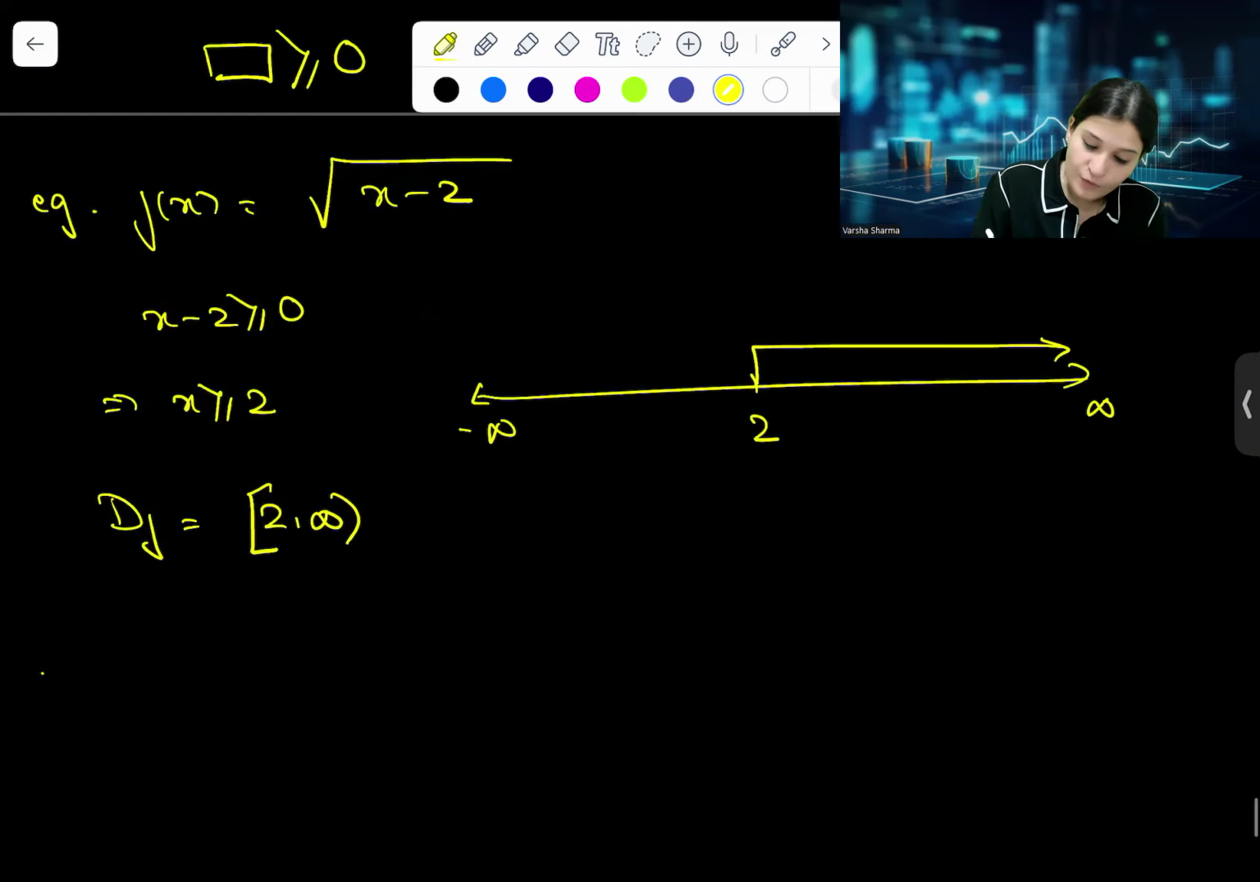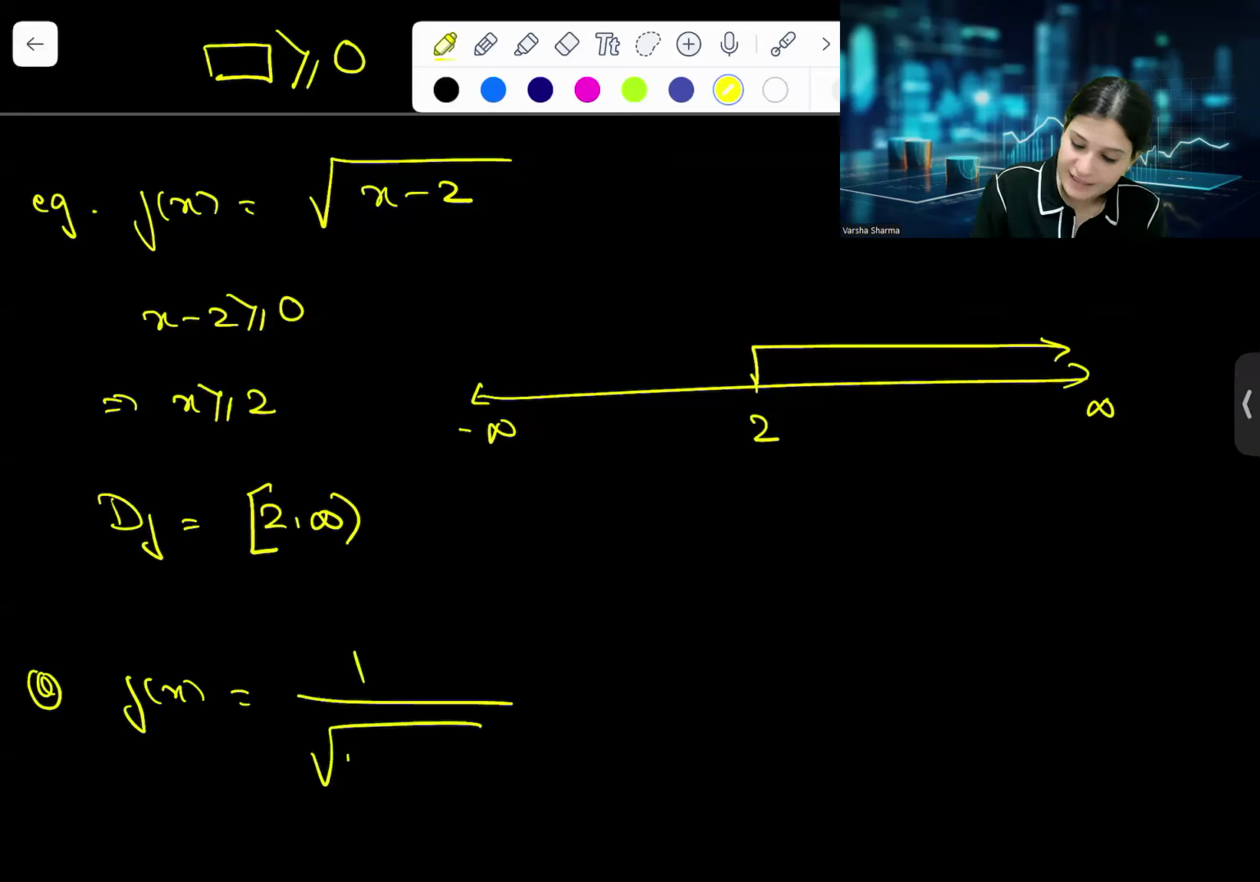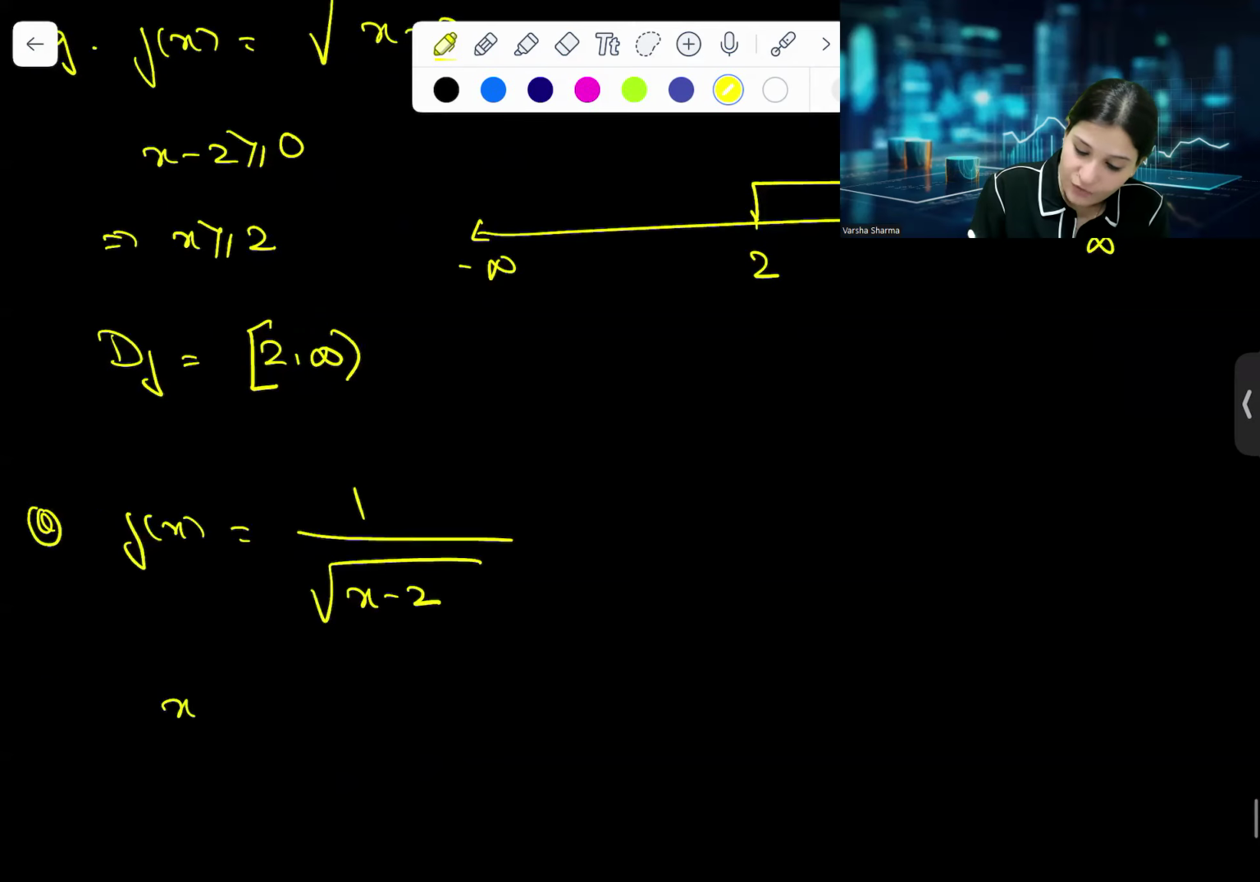Now, if the same question would have been 1 upon root x minus 2, here there are two problems. The denominator should not be 0. The expression under the root should be positive. That means in this case, I want x minus 2 greater than 0. I don't even want 0. Yes or no?